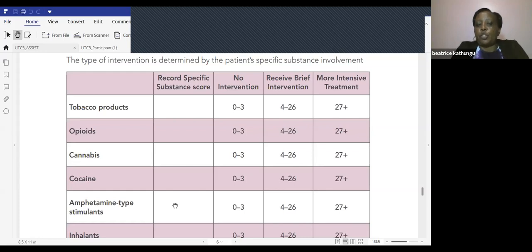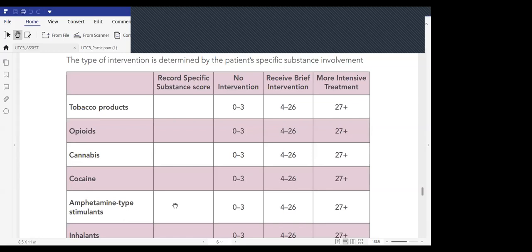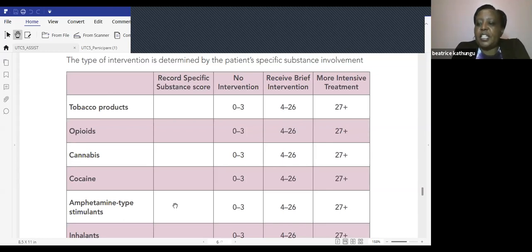If a score is above 27, we will be taking him for more intensive treatment, further assessment, and more planning for treatment. So now for tobacco, what do we give George? Remember, he's at 28. What kind of intervention does he need? Raise your hand. Yes, Fatima? For tobacco, he needs more intensive treatment. Very good. For tobacco, he needs more intensive treatment because he has a score of 28.